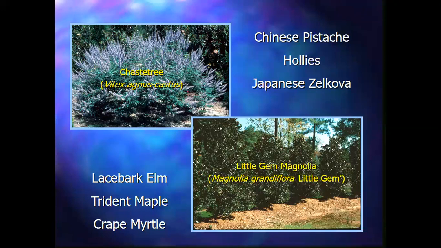The Japanese Zelkova tree, related to elms, has sort of an attractive vase shape, grows great along street plantings. This chaste tree, or vitex, grows great, has very few pests, doesn't have any real pest problems. Lacebark elms. The Trident maple is sort of a low-growing maple with teardrop-shaped leaves, and the crepe myrtles. These are all low-maintenance plants.